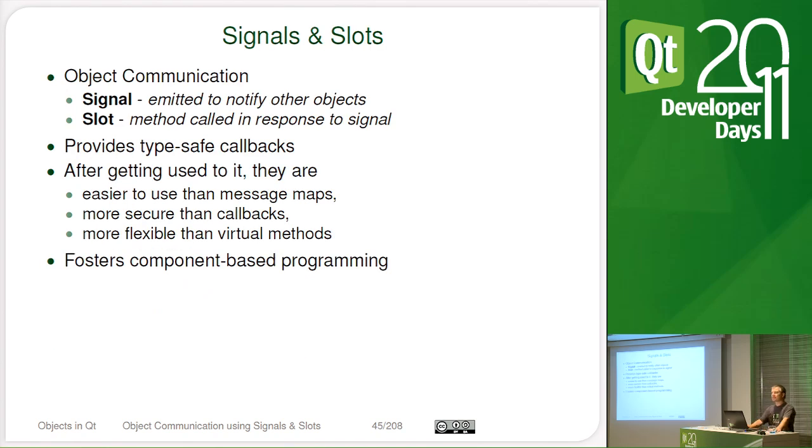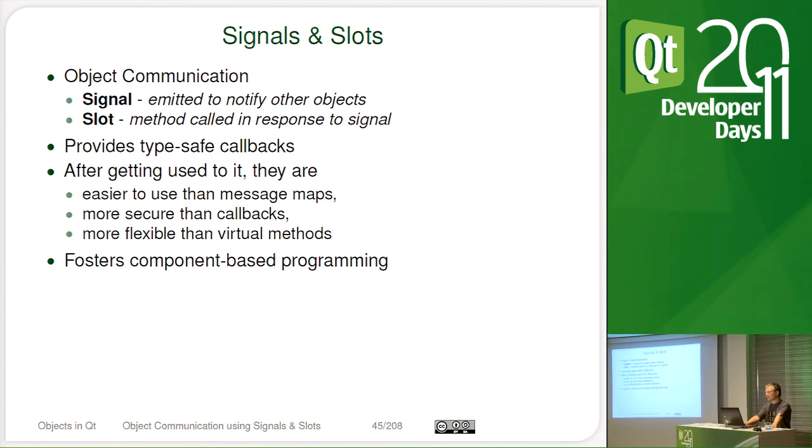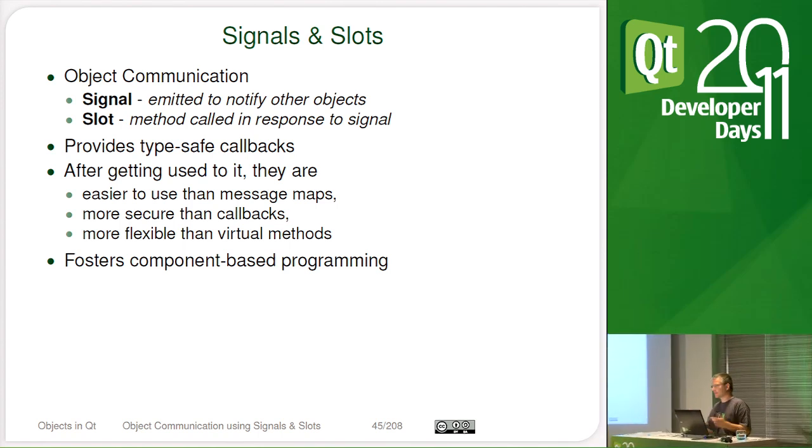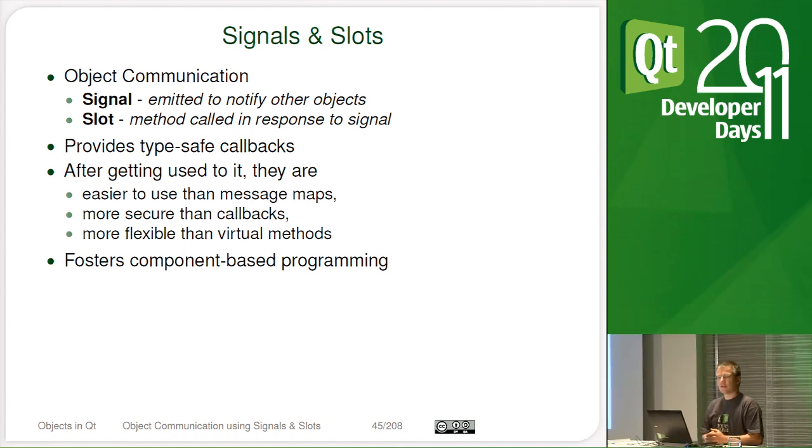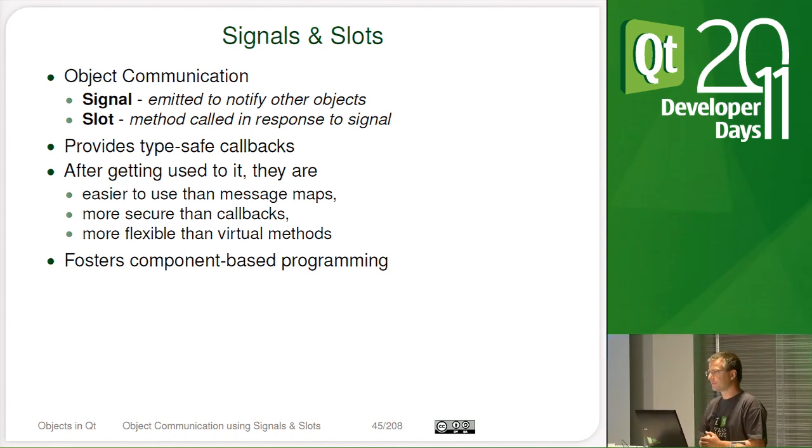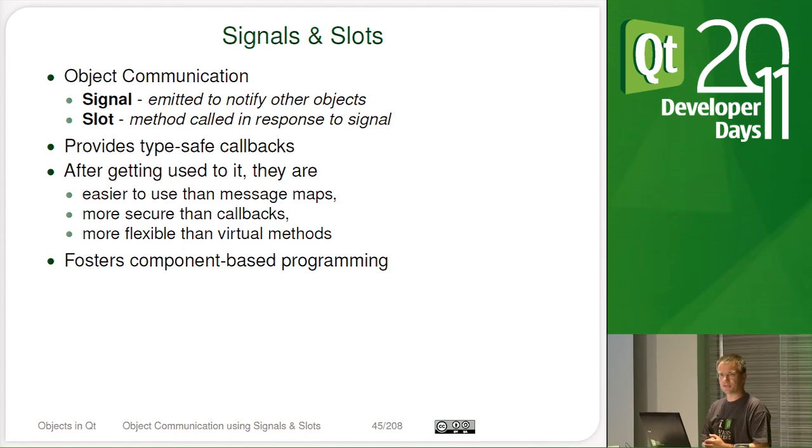So the signals and slot communication provides a type-safe callback. So you cannot do any harm to your application. Let's say if you just have a string on one side and an integer on the other side, your application will not crash. It might not work for this connection, but it will not crash.